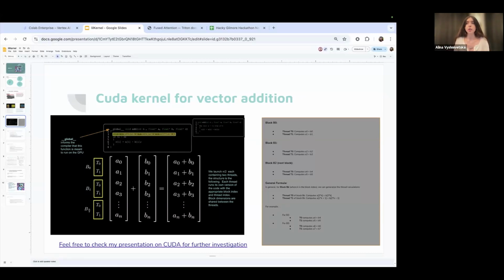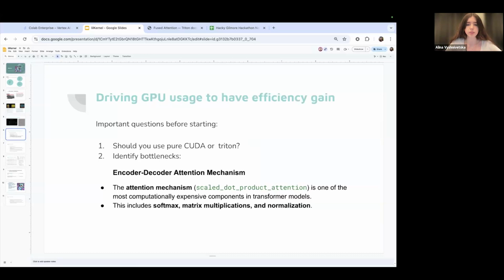And actually, my first idea for the hackathon was to proceed with lilKernel, but it's a bit hard to compile it in Colab and stuff. And as I have an Apple Silicon computer, I cannot do it locally. So yeah, I proceeded with Triton. And so we're going ahead and driving GPU usage to have an efficiency gain. And yeah, what I discussed just now: should you use pure CUDA or Triton? And why would you need it?